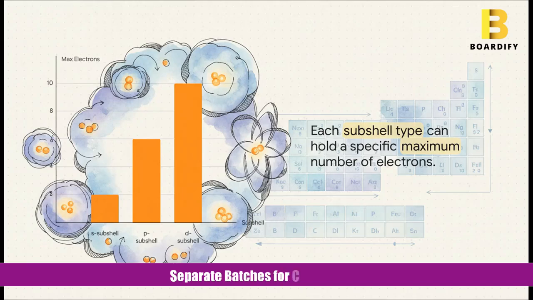Okay, this part is super important for your exam, so listen close. Each type of subshell has a strict limit on how many electrons it can hold. An S subshell can hold a maximum of 2 electrons. A P subshell holds 6, and a D subshell can hold up to 10. You'll definitely want to commit these numbers to memory.